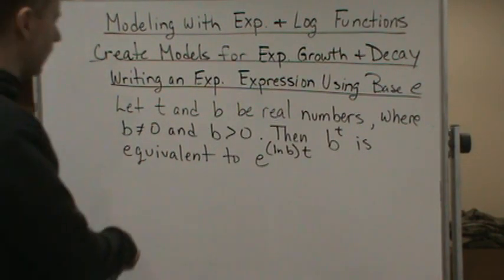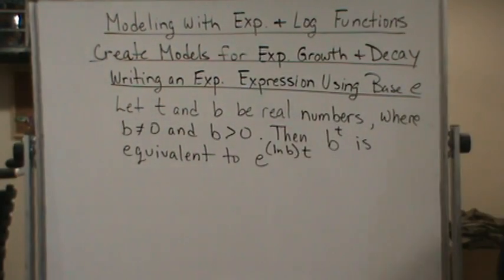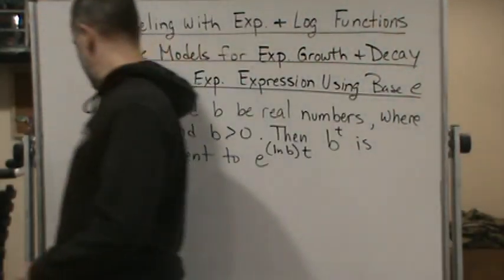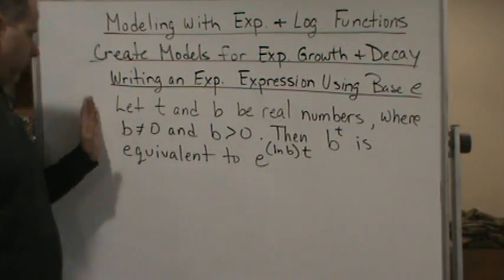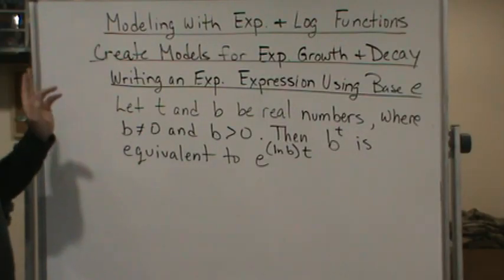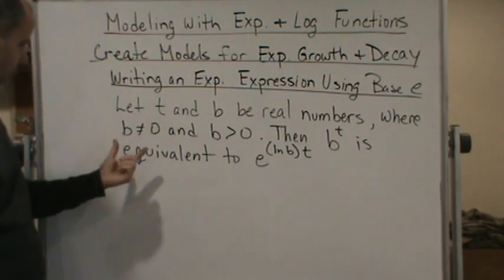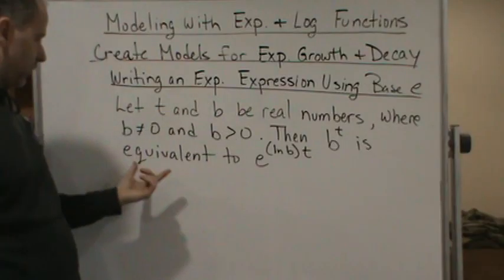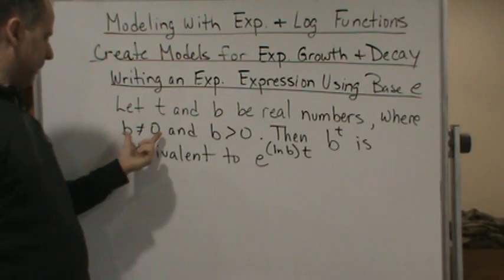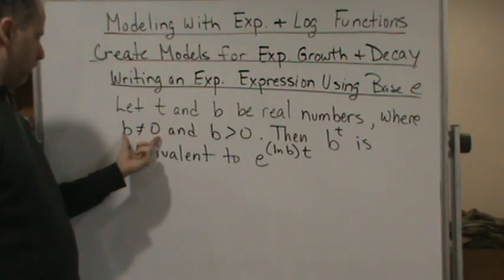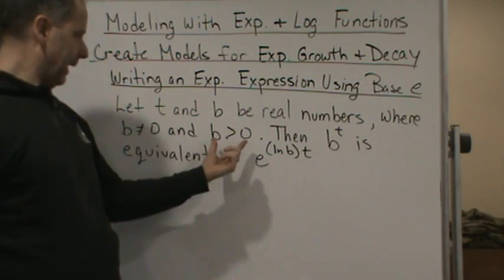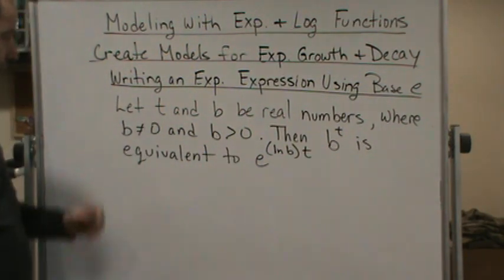Right, welcome back. Now let's talk about how we can rewrite an exponential expression using the base e. So here it is right here. It says, let t and b be real numbers, where obviously, because we're dealing with exponential functions, b, which is the base, is not equal to 0, and b is positive, right?